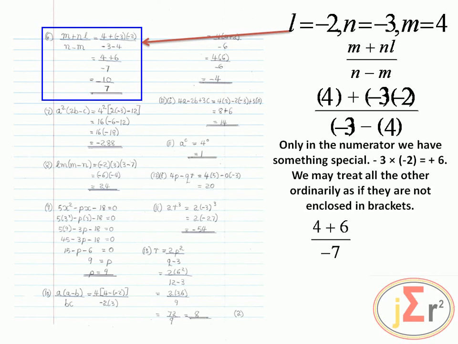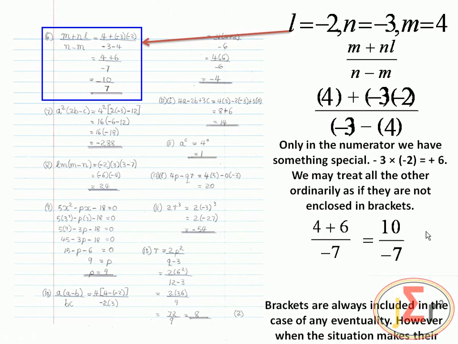So there we have 4 plus 6 divided by negative 7, treating the denominators as if we do not have them enclosed in brackets. So we have a negative 3 minus 4, that's a minus 7 or a negative 7, and we have negative 10 over 7.